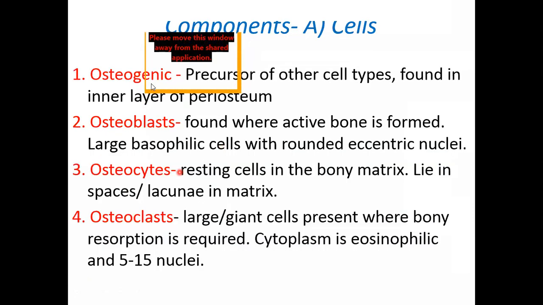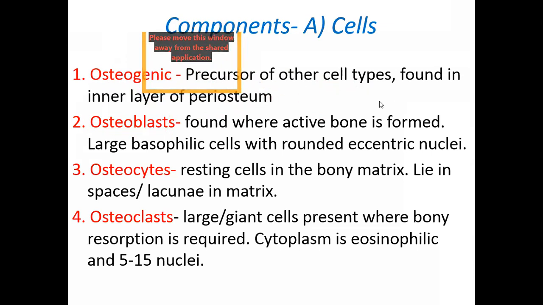Understood? Next, coming to cells. Very, very important. These cells are quite important. Let's see them. Again, we have four types of cells. Osteogenic. Genic means they are precursors, the mother cells, the precursors of other types of cells. They are found in the inner layer of the periosteum. They can change into another type, osteogenic can change into osteoblast, like stem cells.